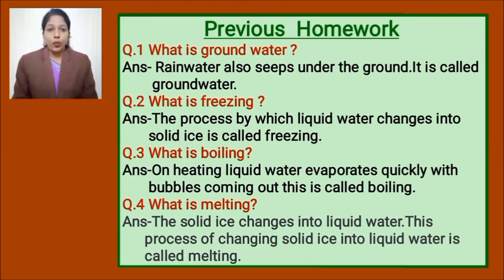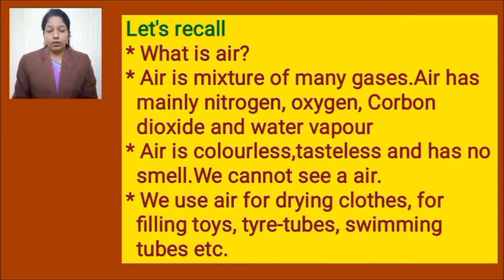Let's recall what we have learned in the previous chapter. What is air? Air is a mixture of many gases. Air has mainly nitrogen, oxygen, carbon dioxide, and water vapor. Air is colorless, tasteless, and has no smell. We cannot see air. We use air for drying clothes, for filling toys, tire tubes, swimming tubes, etc.